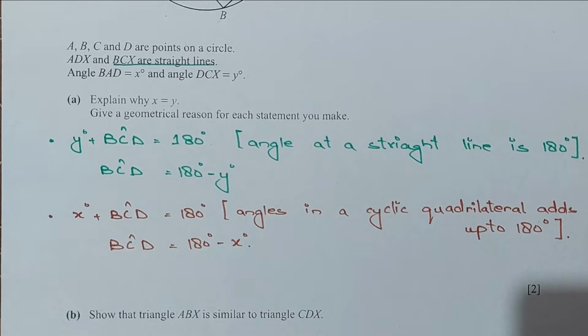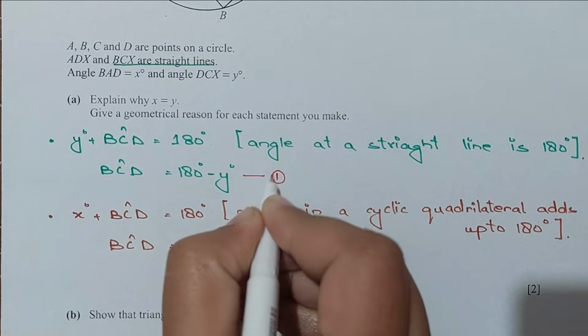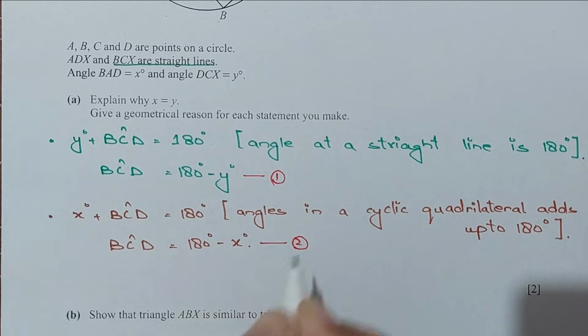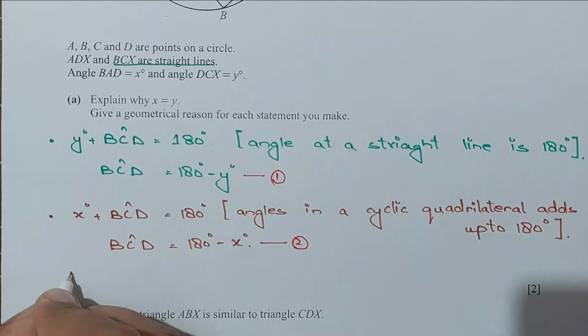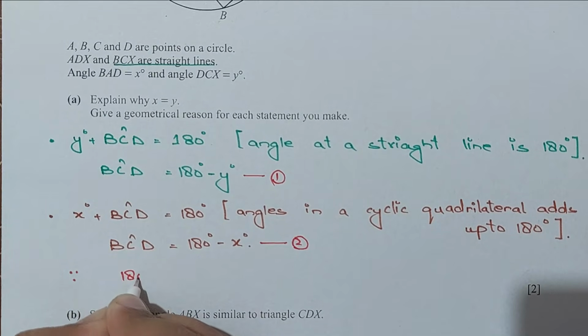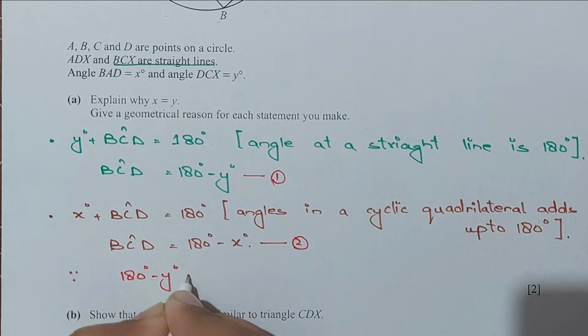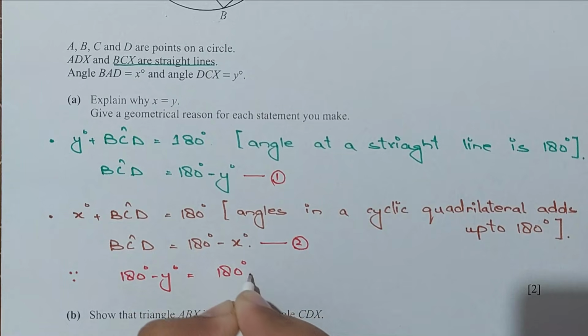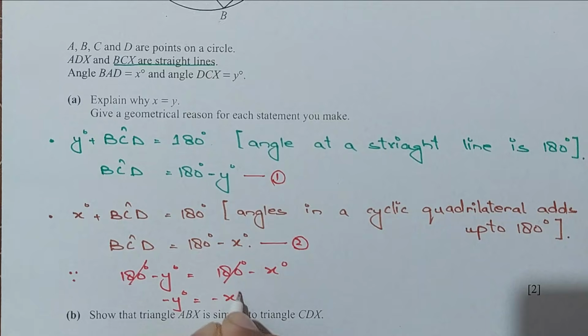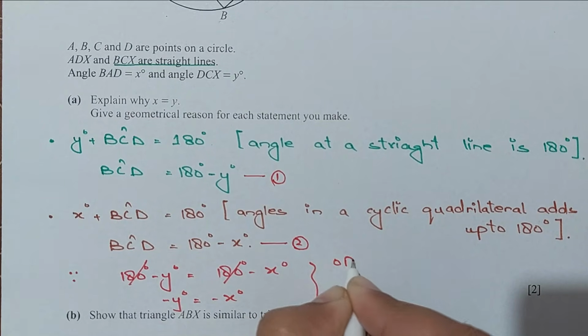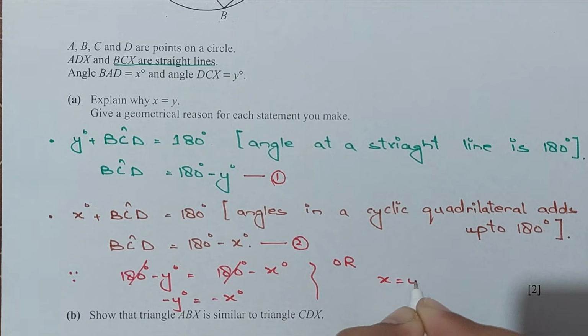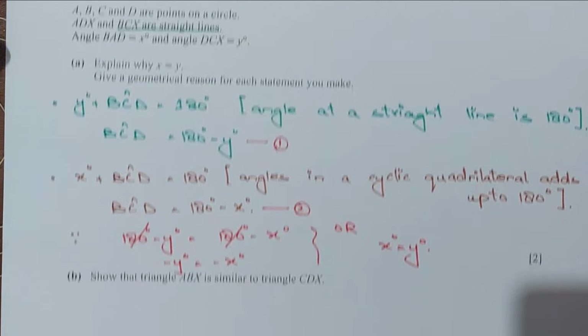All right. Now let us compare both equations, the first one and the second one. We have BCD and BCD. So from here we can say 180 degrees minus y degrees equals 180 degrees minus x degrees. Cancel the 180 degrees. So we can say minus y equals minus x, or we can say angle x equals angle y. So this is the reason why x equals y.